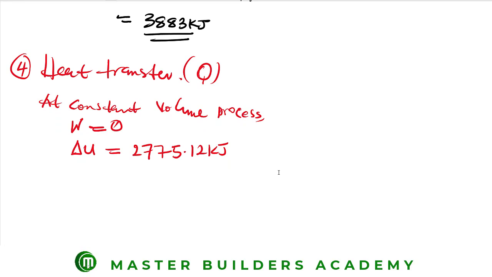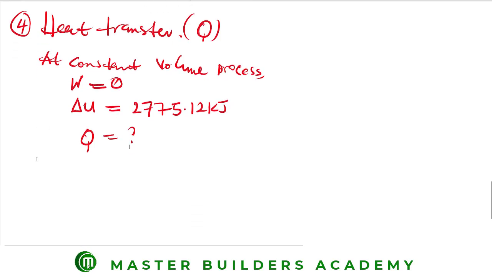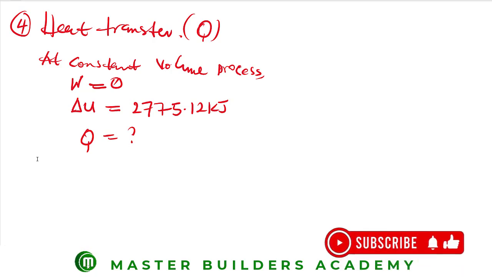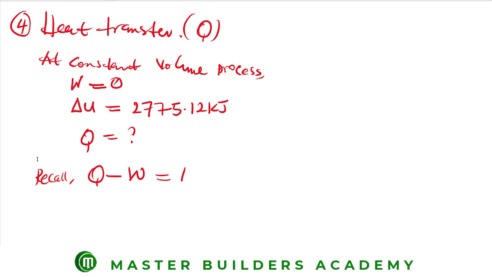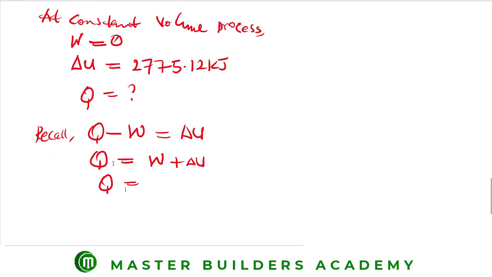All right, then we are looking for heat transfer. So we have Q is equal to unknown. As you can see from these three parameters, we can actually use the first law of thermodynamics equation to get the value of heat. So we just simply recall that heat minus work done is equal to change in internal energy. And now because we are looking for heat, we can make heat the subject of the formula, and then we have W plus change in internal energy. And now we understand that W is 0 for this process, right? So we have 0 plus change in internal energy.